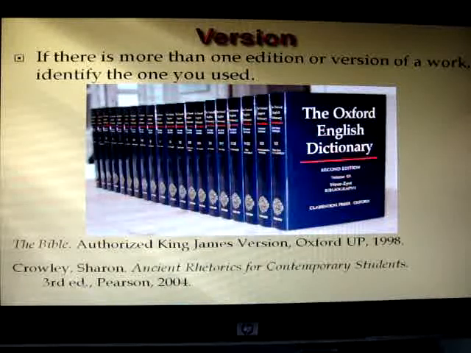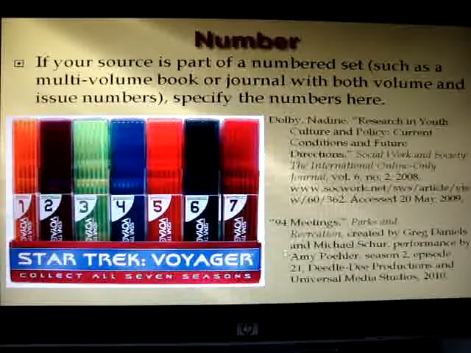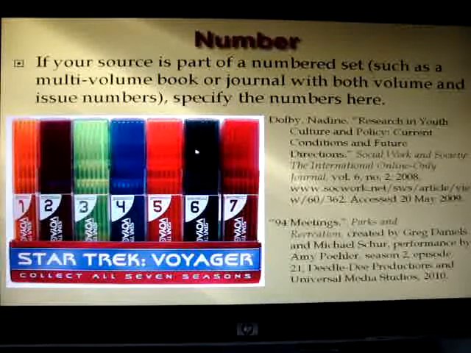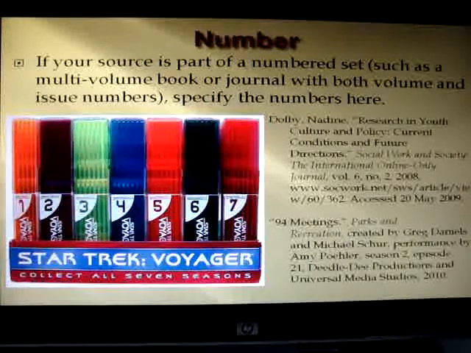This was the 3rd edition of this particular book. Notice the Oxford English Dictionary here is on its 2nd edition. Number. Usually this is going to apply to magazine articles. So what was the issue number of that magazine? But it can also apply to DVDs and different things like that.